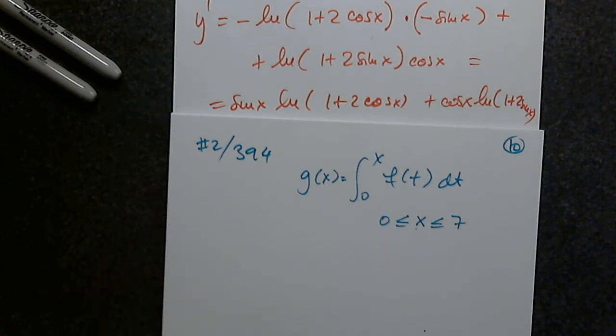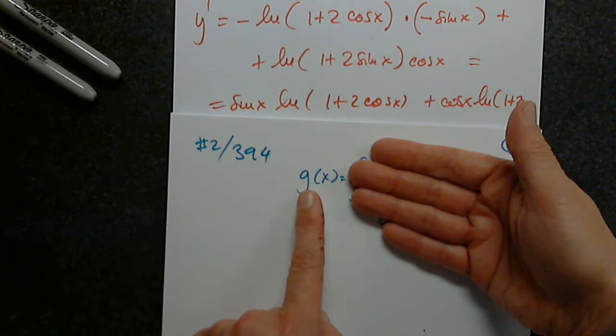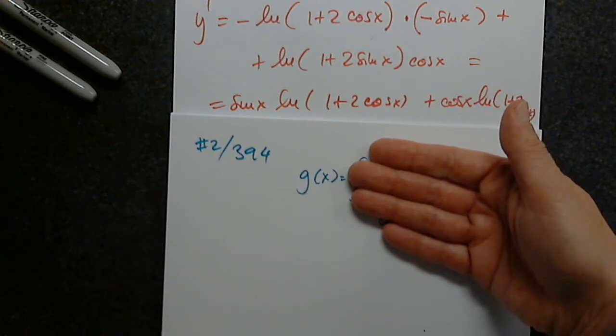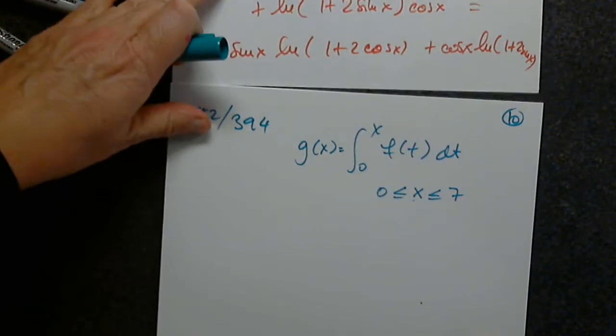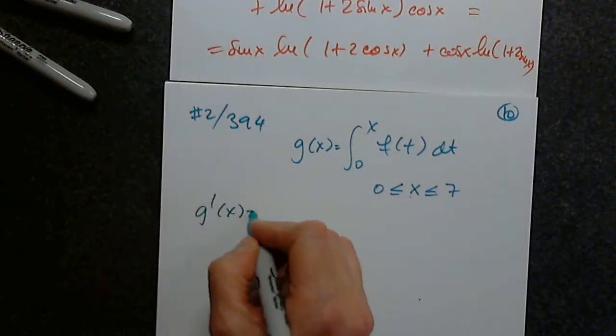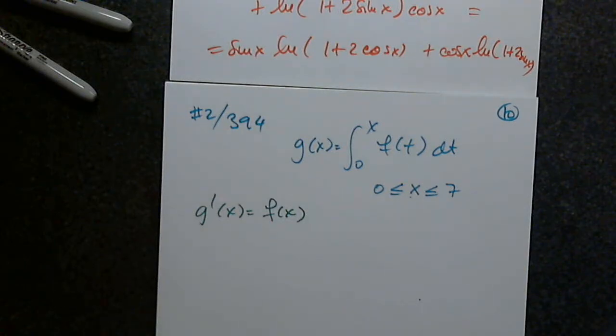Every time we try to find the max or min of a function, forget about the fact that it's presented as an integral. Every time I want to determine the maximum or minimum of this function, what do I need to determine? Exactly, the derivative. So when I determine g prime of x, I get f of x.